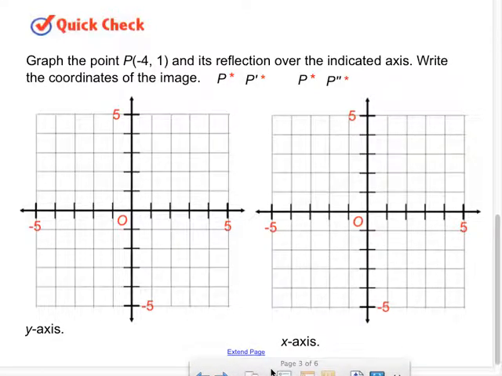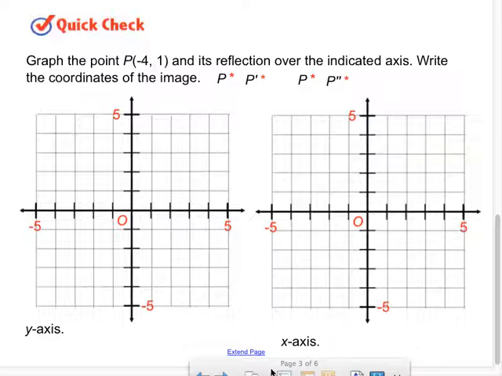This one we're reflecting across the y-axis. This one we're reflecting across the x-axis. Except for now we've got a different point. This point is -4, 1. Can somebody tell me which quadrant this point P is going to be in? Who can tell me which quadrant? You guys forgot about quadrants already?